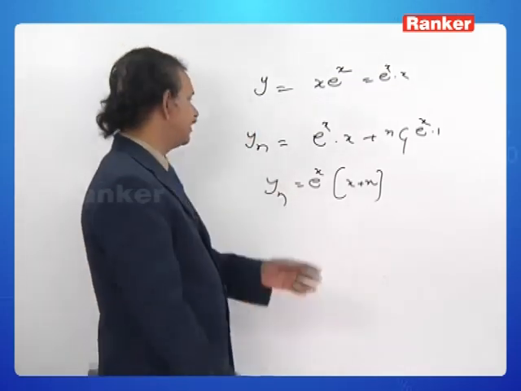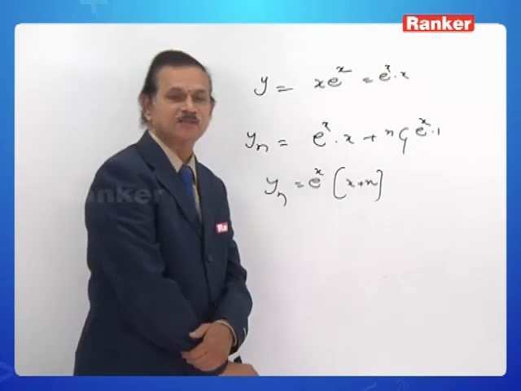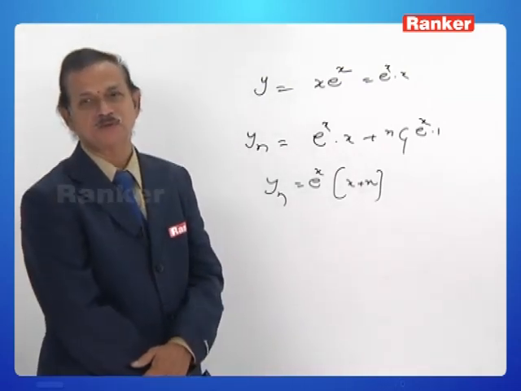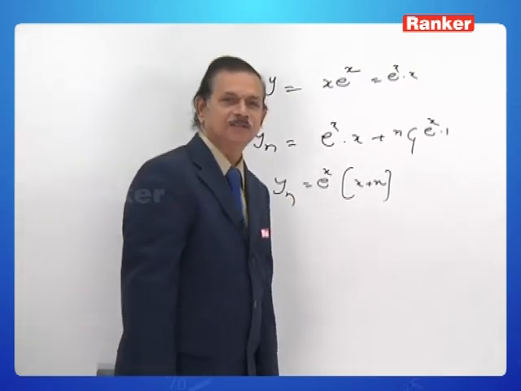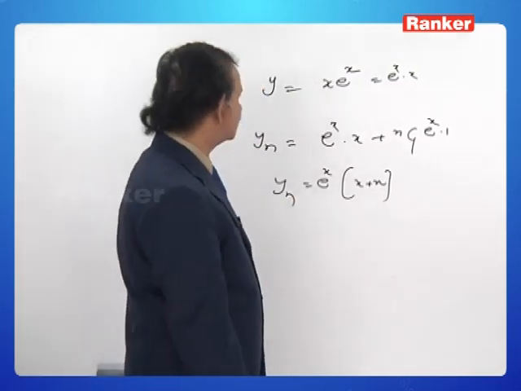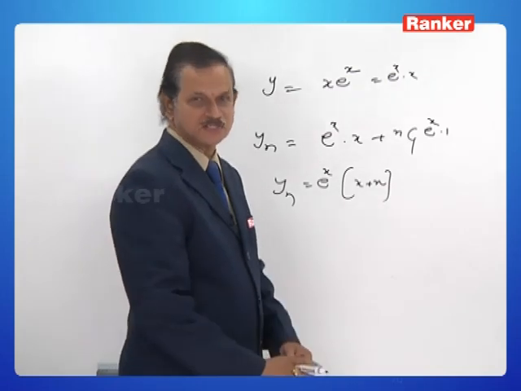So what is the second derivative? e^x into (x plus 2). What is the third derivative? e^x into (x plus 3). What is the fourth derivative? e^x into (x plus 4). Like that we observe. This is the process of using this Leibniz's result.